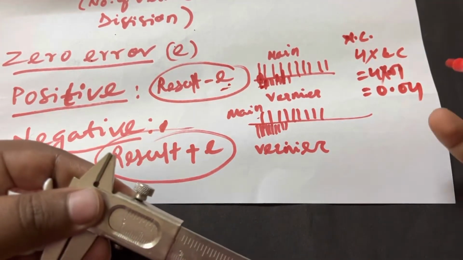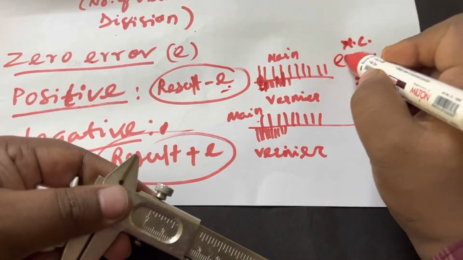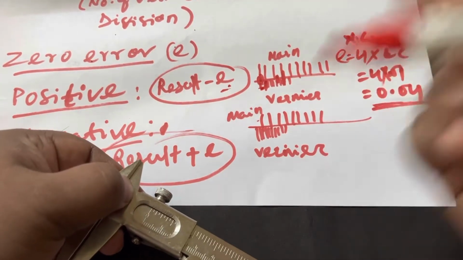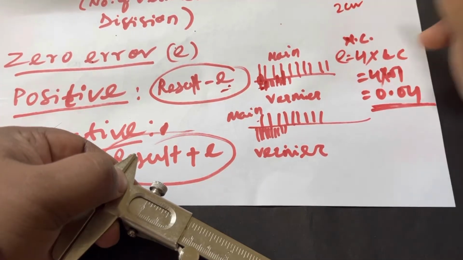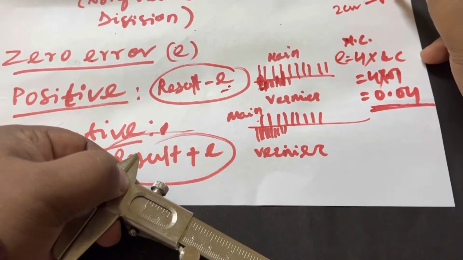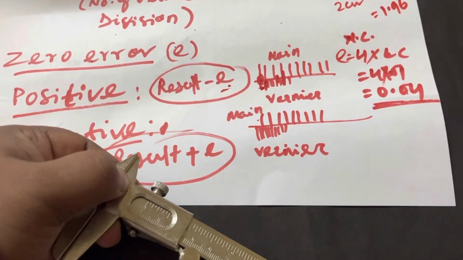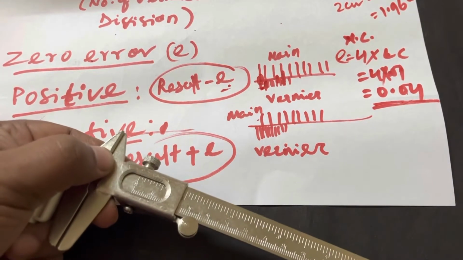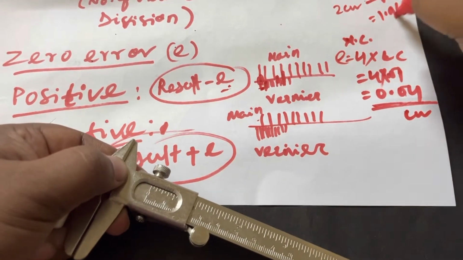Now what will you do? This is your positive zero error, I have told you. So this one is E. If your zero error is positive, then whatever result you are getting, let's say the result you are getting is 2 centimeter, from the result you have to subtract this value 0.04. So let's say you are getting 1.96 centimeter, right? This is in centimeter. So this is how you will use this zero error.